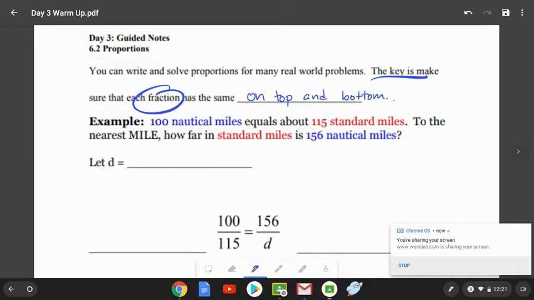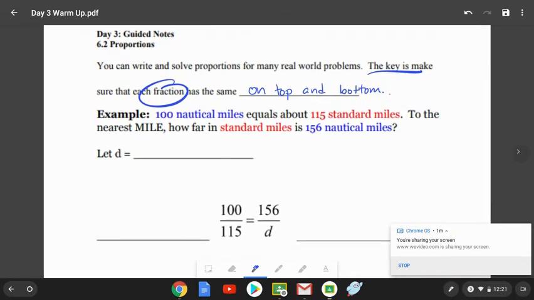Looking at this first question, I have highlighted important information for you. You might not know what a nautical mile is. A nautical mile is used when you're at sea, in a boat, a ship, a yacht, a cruise. So we have 100 nautical miles, and that equals 115 standard miles. To the nearest mile, how far in standard miles is 156 nautical miles?